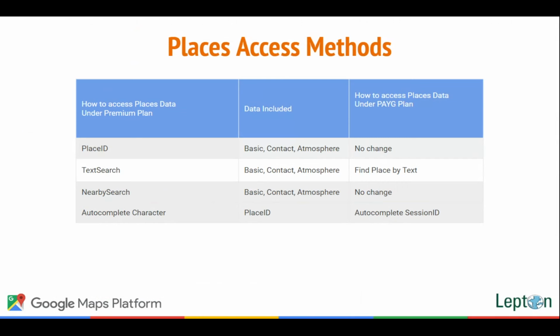It's a new service. The difference is that in text search, I get multiple records in a response. When I say pizza in New Delhi, I get multiple records. In find place by text, I only get one single record. Of course, there is a difference in the pricing of these two implementation mechanisms.